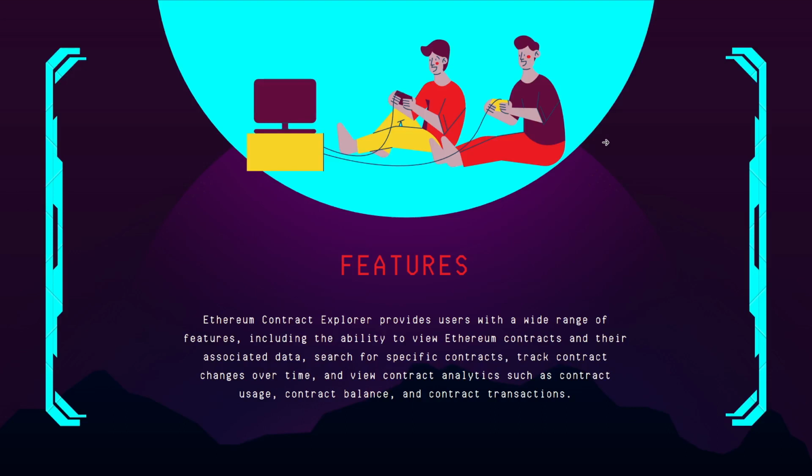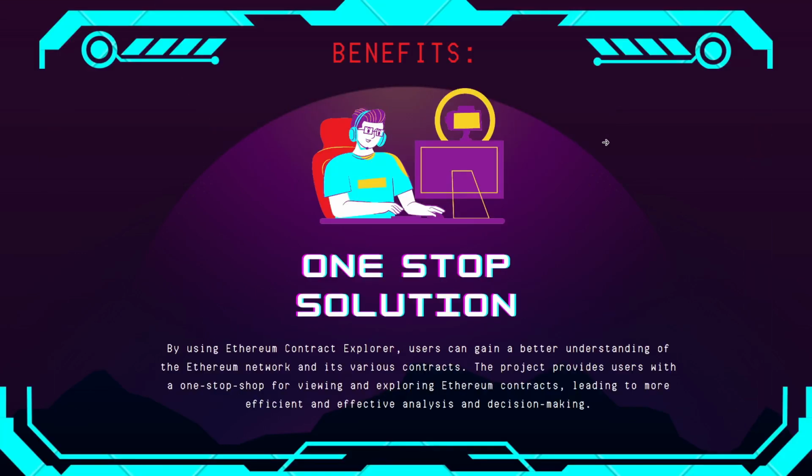Ethereum Contract Explorer provides users with a wide range of features, including the ability to view Ethereum contracts, their associated data, surface specific contracts, track contracts over time, and view contract analytics such as contract usage, contract balance, and contract transactions. By using Ethereum Contract Explorer, users can gain a better understanding of the Ethereum network and its various contracts. The project provides users with a one-stop shop for viewing and exploring Ethereum contracts, leading to more efficient and effective analysis and decision-making.